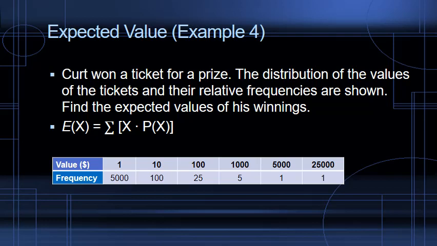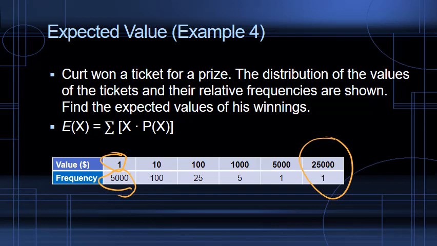I've reproduced this table. There are 5,000 tickets that are worth $1. Then there are 100 tickets that are worth $10. There are 25 tickets worth $100, 5 tickets worth $1,000, one ticket worth $5,000, and one ticket worth $25,000.